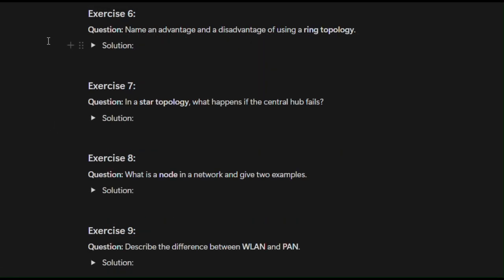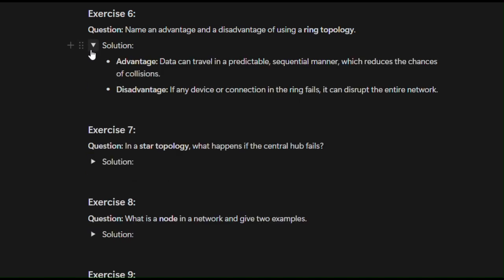Exercise 6. Name an advantage and a disadvantage of using the ring topology. The advantage: data can travel in a predictable, sequential manner, which reduces the chance of collisions. The disadvantage is if any device connection in a ring fails, it can disrupt the entire network.